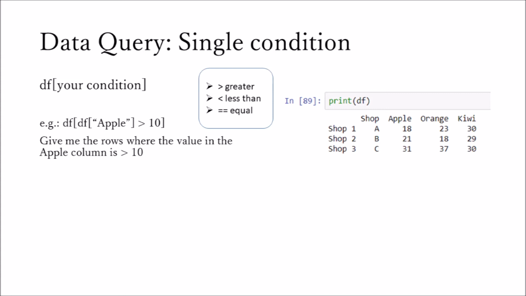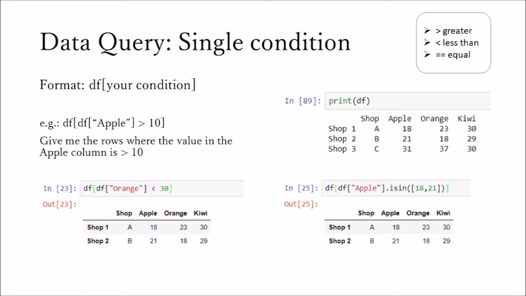For example, if we write df square bracket df.apple greater than 10, this means we are asking Pandas to return us the subset of the data frame where the value in the apple column is greater than 10. Notice that we need to write the name of the data frame twice in this type of query. The first one corresponds to the data frame we want Pandas to return, and the second one corresponds to the condition Pandas needs to consider.